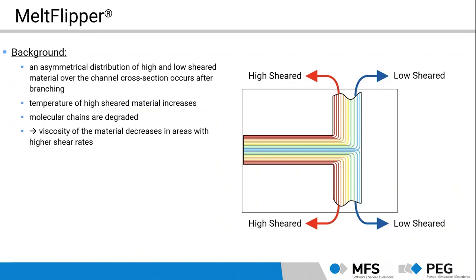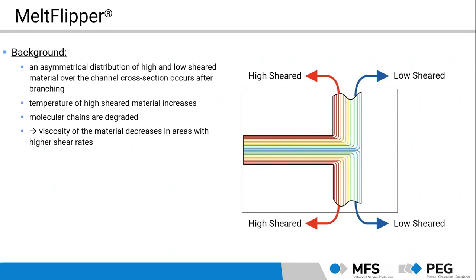What does that do with our material? You can see that here. We have highly sheared material in areas near the wall, and we have lower sheared material in the middle area. Material which is affected by high shear forces reacts by becoming hotter, so the temperature increases. And as a second effect, the molecular strands are degraded. Especially the second effect differs in its intensity depending on the material. But the total result, meaning the decrease of the viscosity, is a combination of both effects.